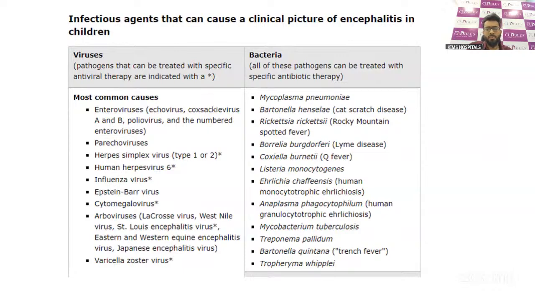We have discussed the common ones. In the viruses, I'll discuss what are the commonest ones across. If you see the causes of encephalitis, the commonest across the globe is herpes encephalitis, followed by enteroviruses, which are common across the globe. In India, particularly Japanese encephalitis and dengue are most common. Apart from that, you have parechoviruses, influenza virus, Epstein-Barr virus, cytomegalovirus, and varicella zoster are also common.